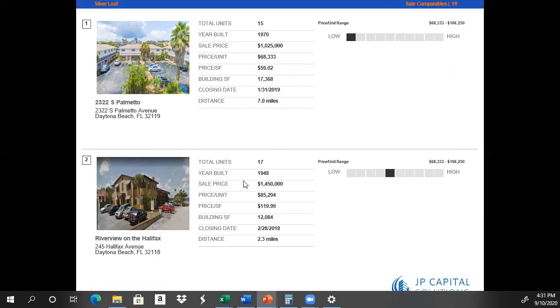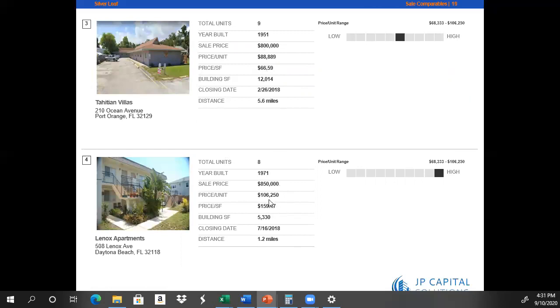Here's another one. This is Beachside, 85 a door. This was a closed sale. Okay, here's another one, 106 a door, another closed sale. These are all closed, 88 a door. So see, these I can justify, if the seller thinks, oh, it's 100 a door. Well, yeah, a couple of them, you're right.